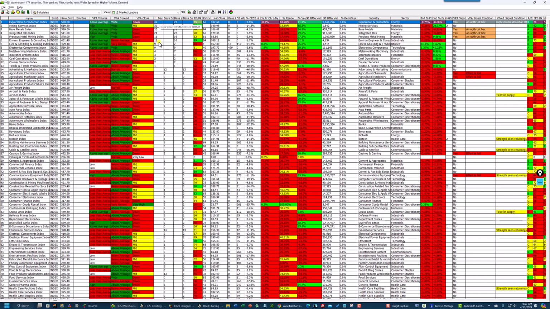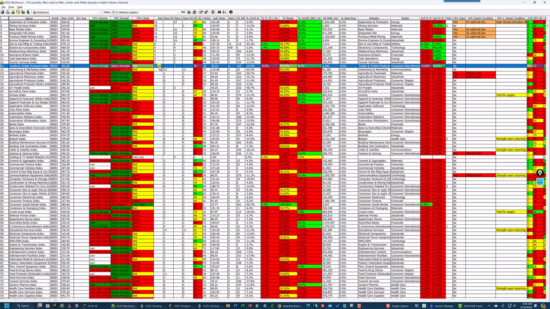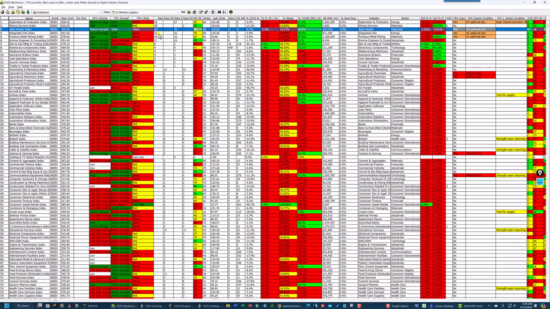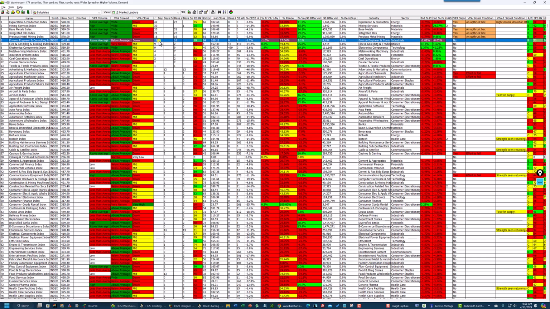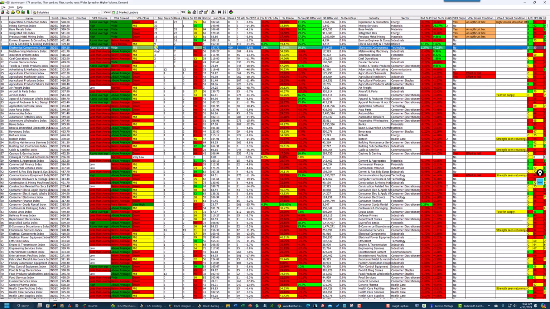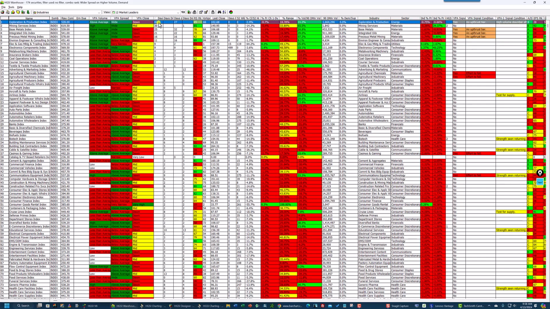I've sorted on the days since the crossover. There are 13 indexes that are positive, and only, well, there's 6. These have been positive for quite a while, but the main index is right here. What's leading the market? You can see it right here. It's exploration and production, mining services, base metals, and so on. And this is all based upon my 3-6 crossover and the volume point of control crossover also.